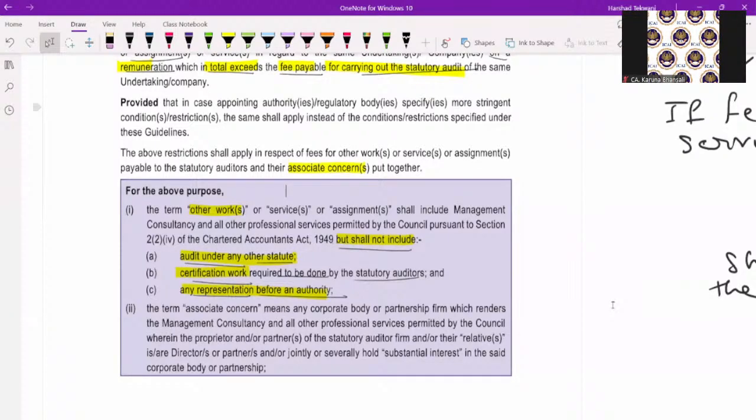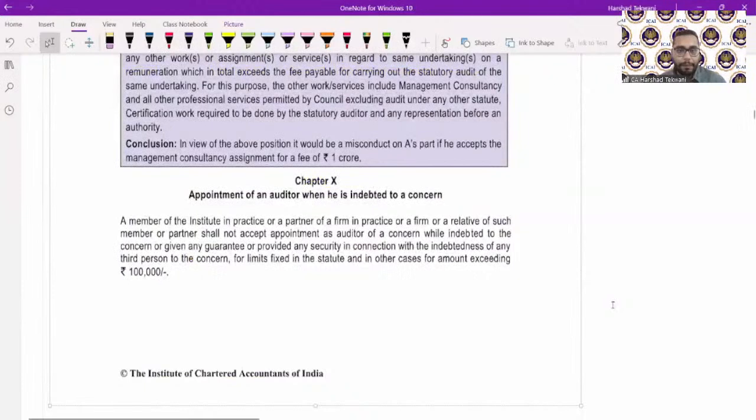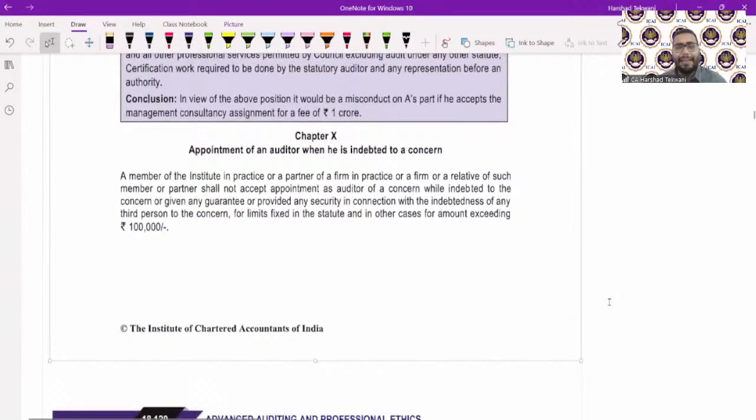Okay, so let's move to the next chapter. Chapter 10. Now, chapter 10 brings a sort of disqualification, or you can say appointment to an in-depth concern, where there is only security or any kind of in-depthness. Remember, there are provisions in the Companies Act which disqualify a chartered accountant in practice from being appointed as a statutory auditor when he is in debt to a person or in debt to a company.